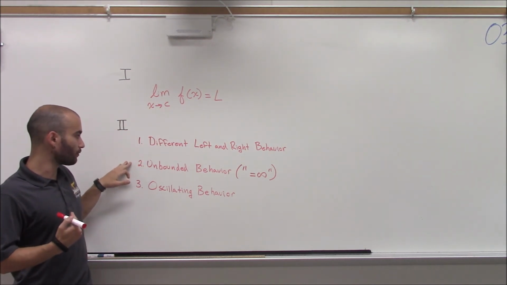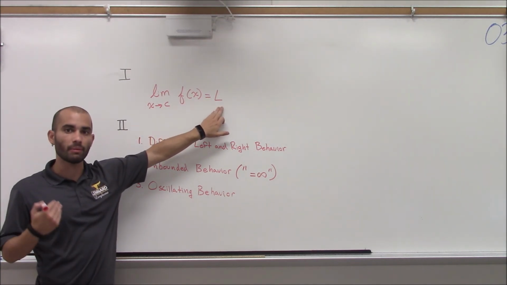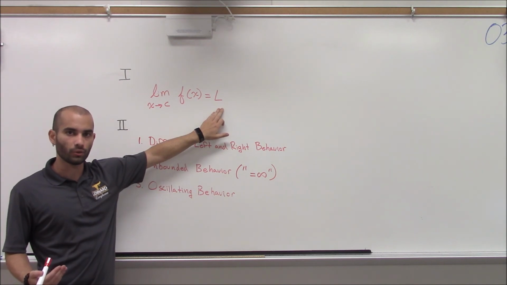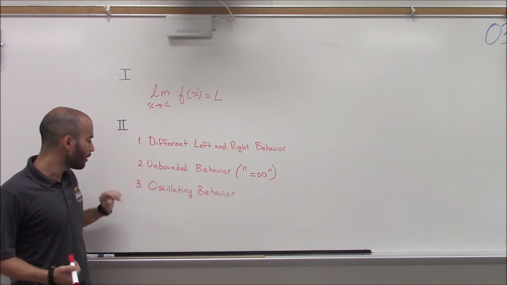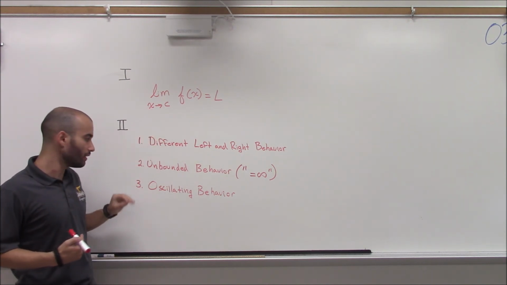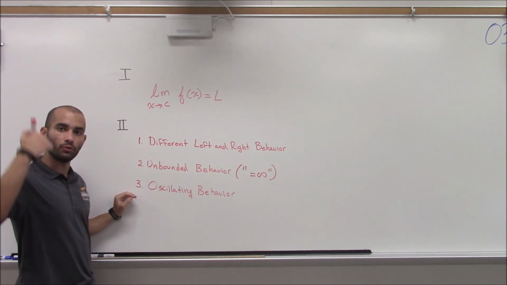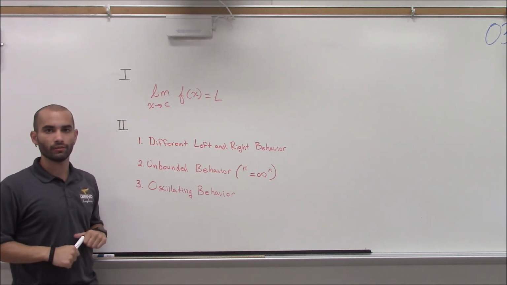The limit can also fail to exist if you get a limit that equals infinity. Remember, we cannot set anything equal to infinity. So that's an unbounded behavior. The limit does not exist. Or if the value, as we get closer and closer to C, goes back and forth between two numbers, that's another case where the limit fails to exist.